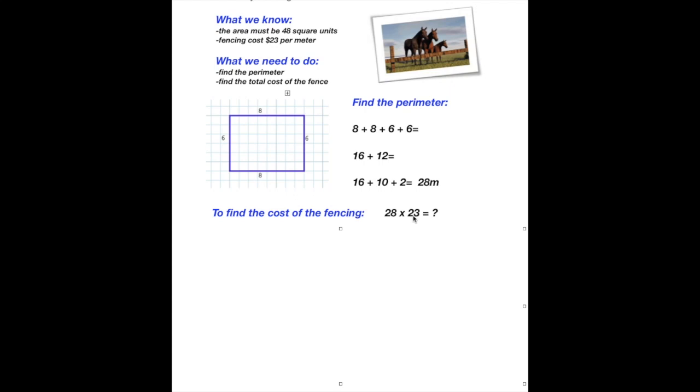He could literally add 28 23s together. So 23 plus 23 plus 23 plus 23 plus 23 plus 23, and do it 28 times. That's a good strategy, Karsten, and it works. But I'm wondering if there's a more efficient strategy to use. I mean, 28 jumps of 23 might be tough using a number line.